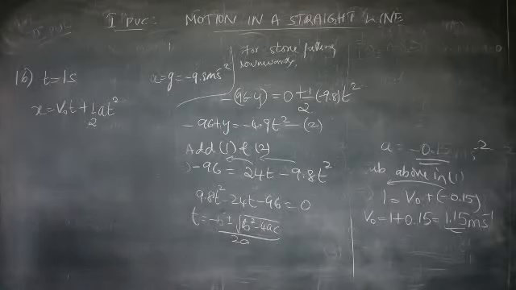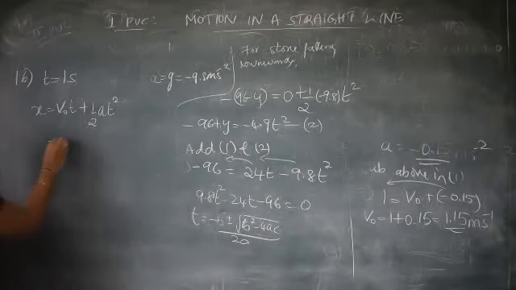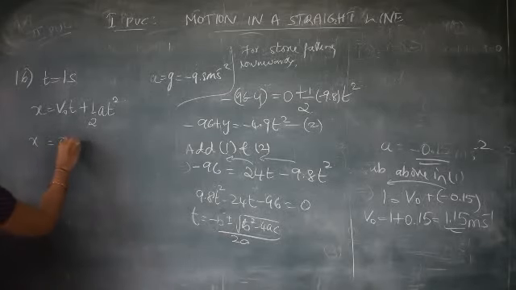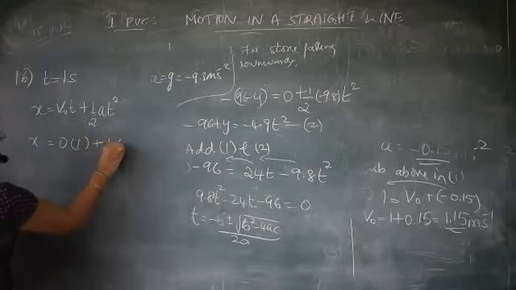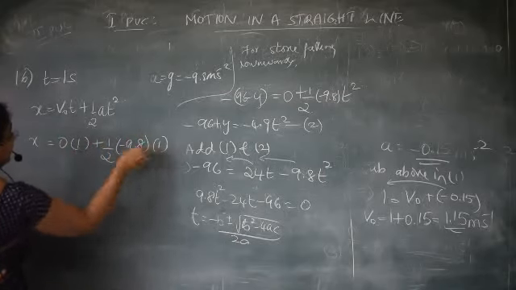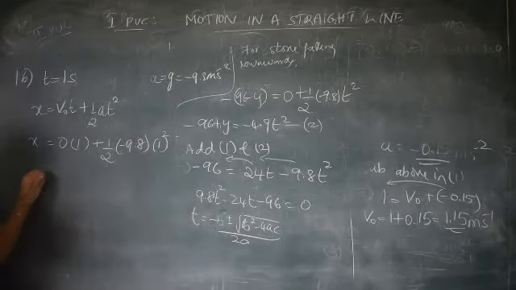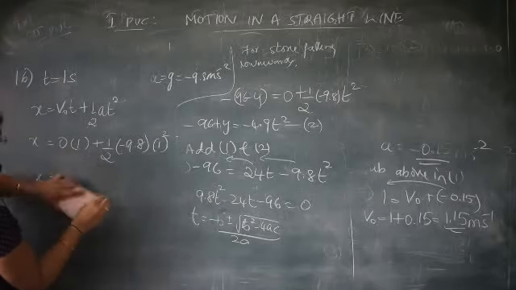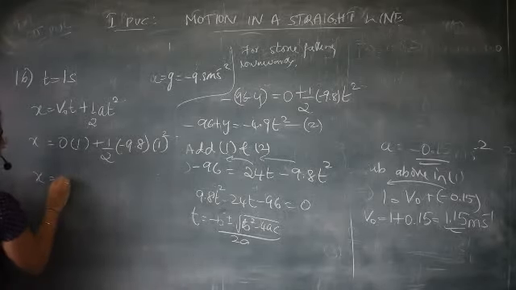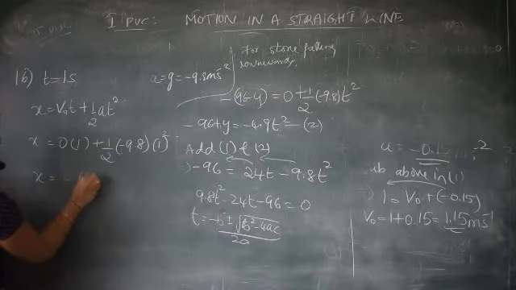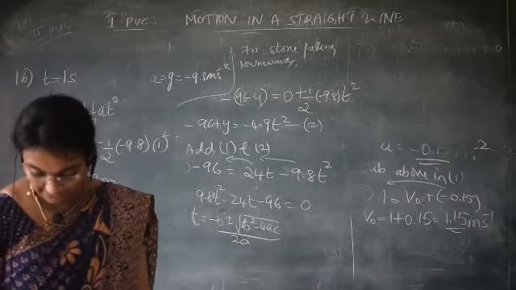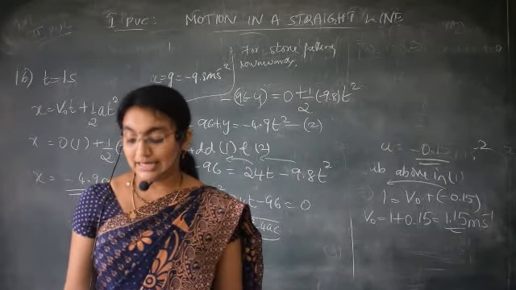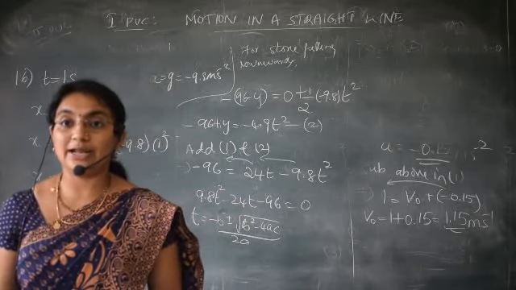So I can say initial velocity is 0 to come down. From that highest point, time is 1 second, plus half, acceleration is minus 9.8 into 1 square. So what is the answer? X is equal to 1 minus 0, that is minus 4.9 meter. X is equal to minus 4.9 meter. Correct? Okay. Last question, that is related to relative velocity.